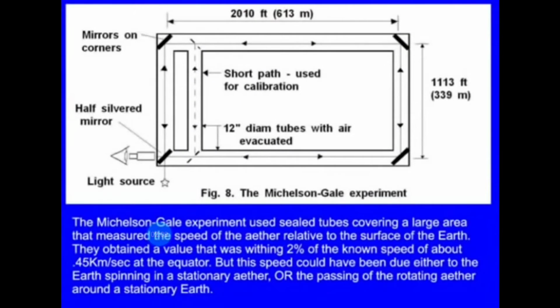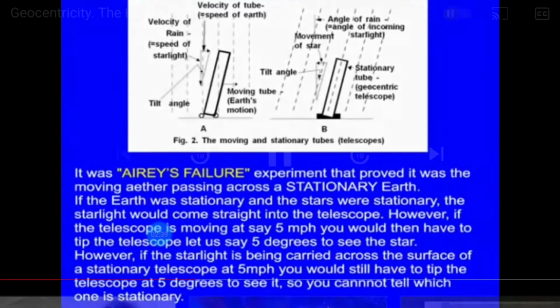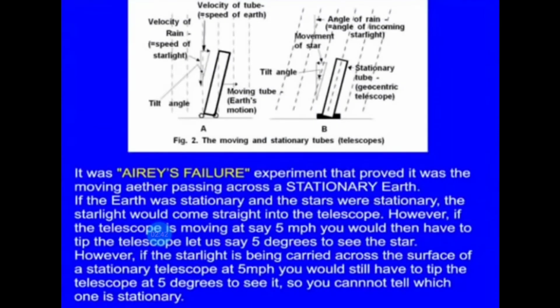But this speed could have been due either to the Earth spinning in a stationary ether or the passing of the rotating ether around a stationary Earth. It was Airy's failure experiment that proved it was the moving ether passing across a stationary Earth. If the Earth was stationary and the stars were stationary, the starlight would come straight into the telescope. However... So let's get that straight right off the bat.